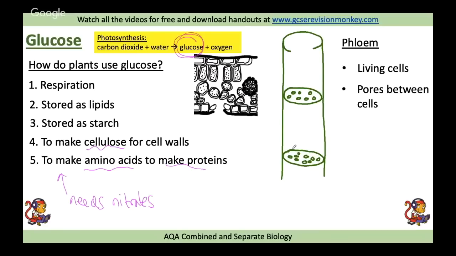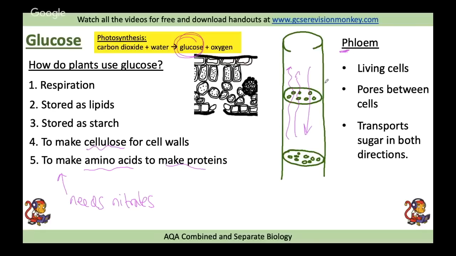They're not completely hollow. And sugar can be transported in both directions. So phloem transports the food, and the food is obviously sugar or glucose. And we call this process of moving sugars around translocation.